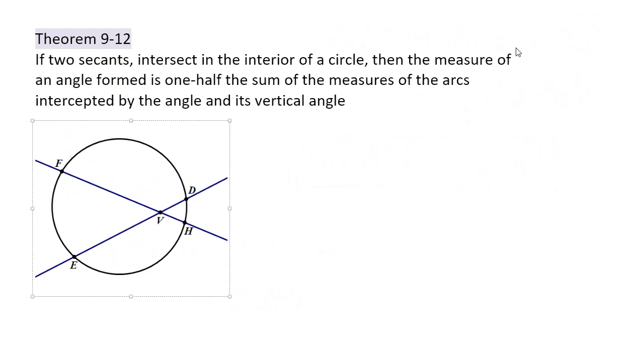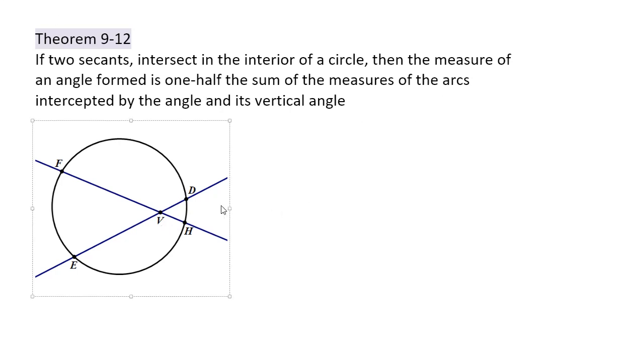Next we have theorem 9-12. It says that if two secants intersect in the interior of a circle, then the measure of an angle formed is 1/2 the sum of the measures of the arcs intercepted by the angle and its vertical angle. First of all, let's remember that anytime two lines intersect, we will always end up with 4 different angles. So that's what we have here, 1, 2, 3, and 4 different angles.